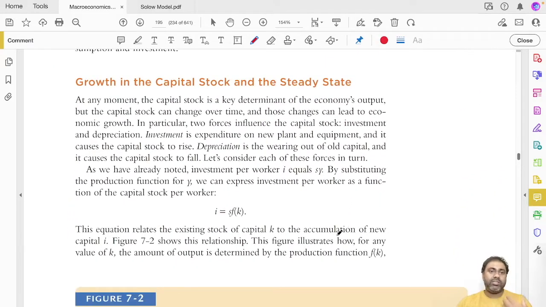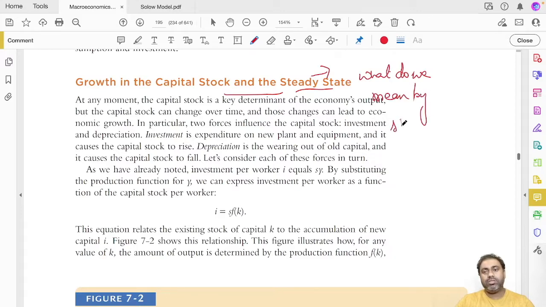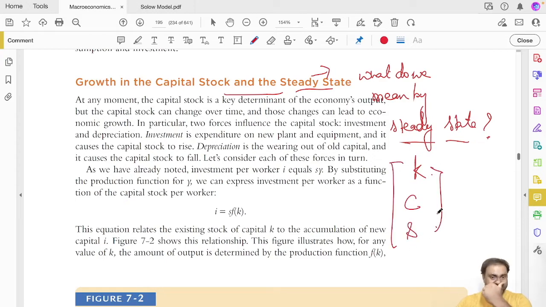So now we'll start with growth in capital stock and steady state, and we'll have to define what we mean by steady state. Steady state. And what happens to the variable k, what happens to the variable c, what happens to the variable s. So we'll look into it. There are many important variables which have been introduced in the Solow model, and one such variable is depreciation.